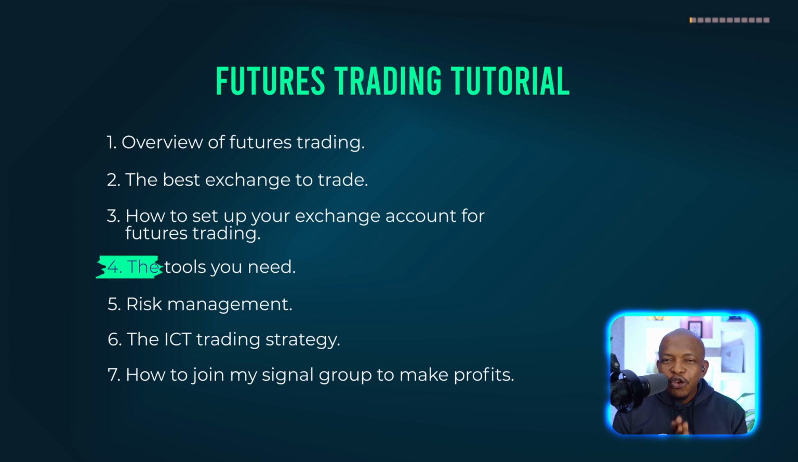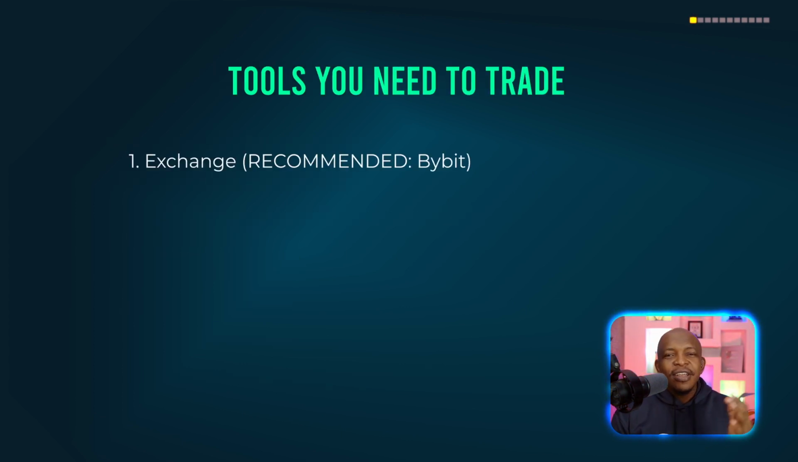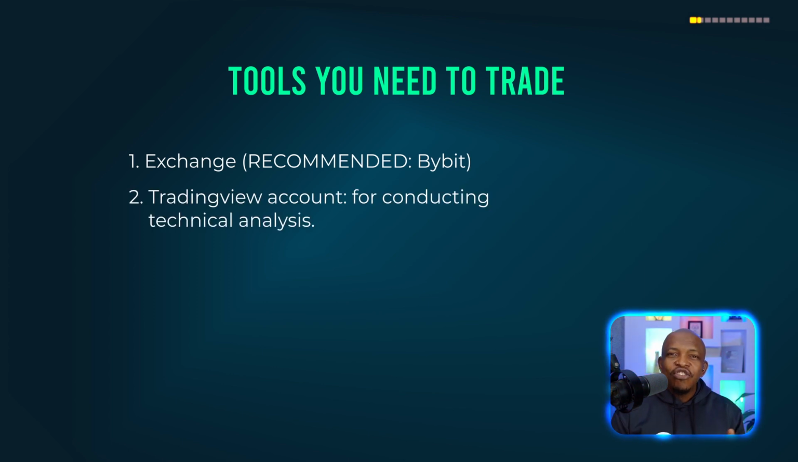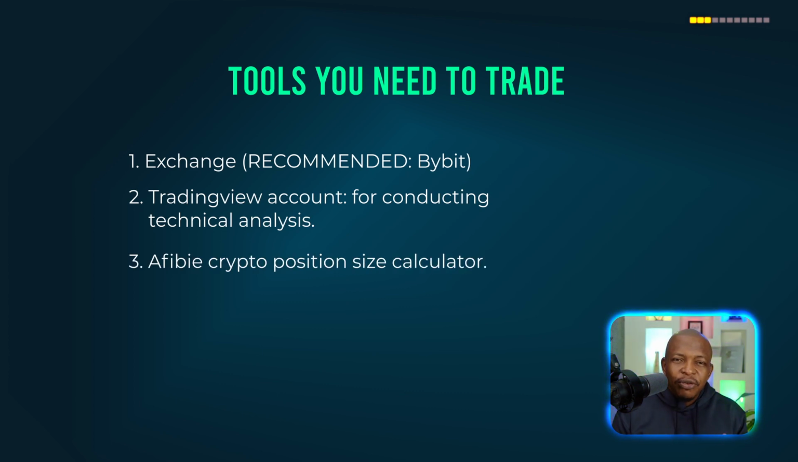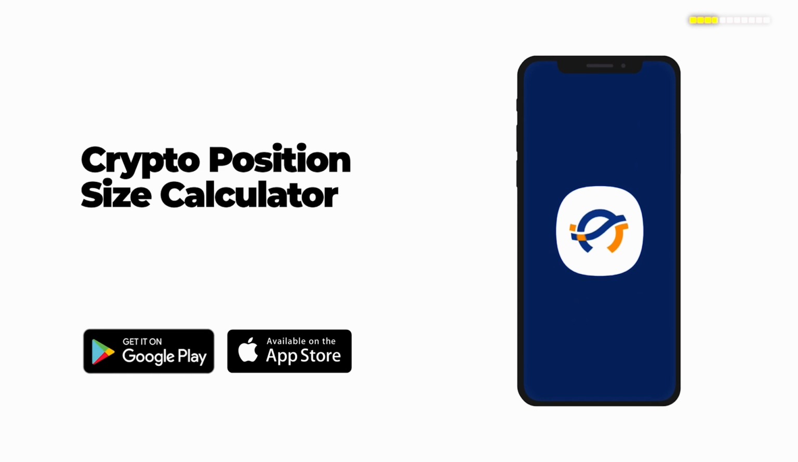So what tools do you need to trade? I have mentioned one already, which is the exchange, and I recommend Bybit. Now you need a TradingView account. This is where you conduct your technical analysis. Then you will need the Afibie position size calculator. You can download this for free on Google Play Store or the App Store. I developed this app. It helps calculate the exact leverage you should use per trade, which helps with risk management.